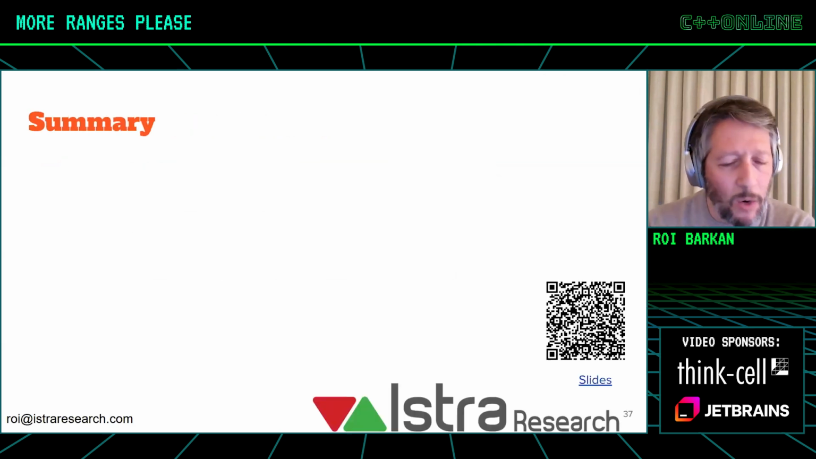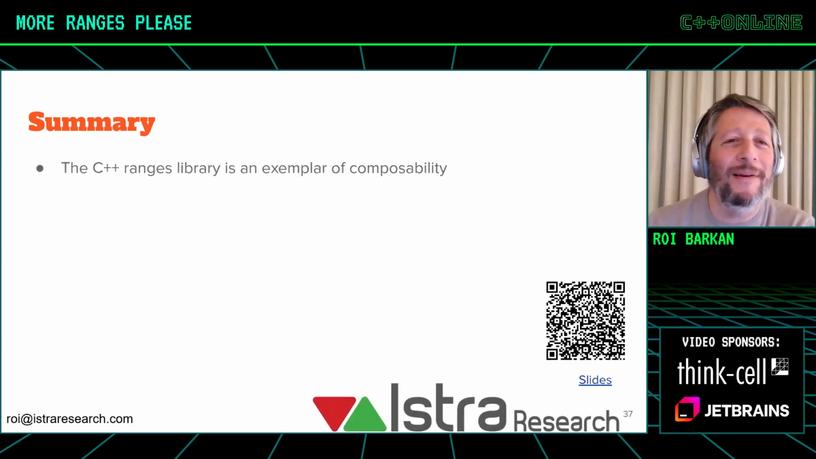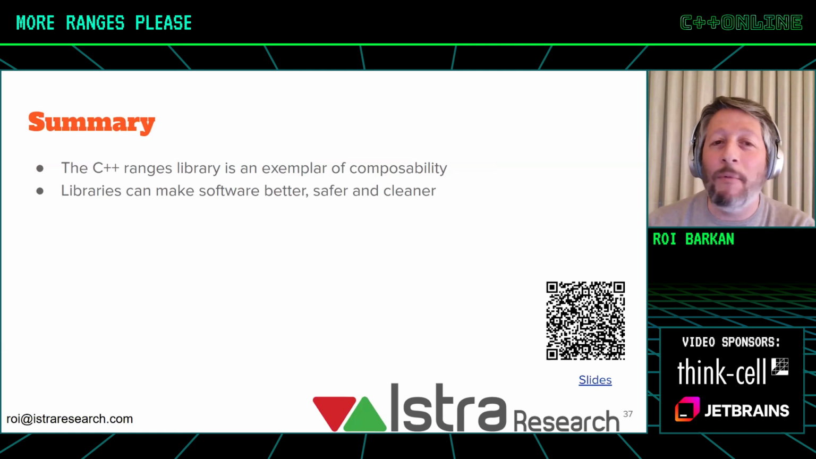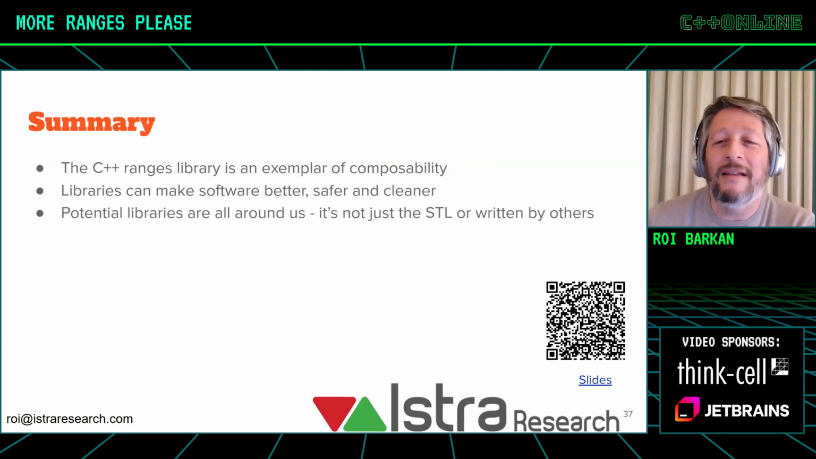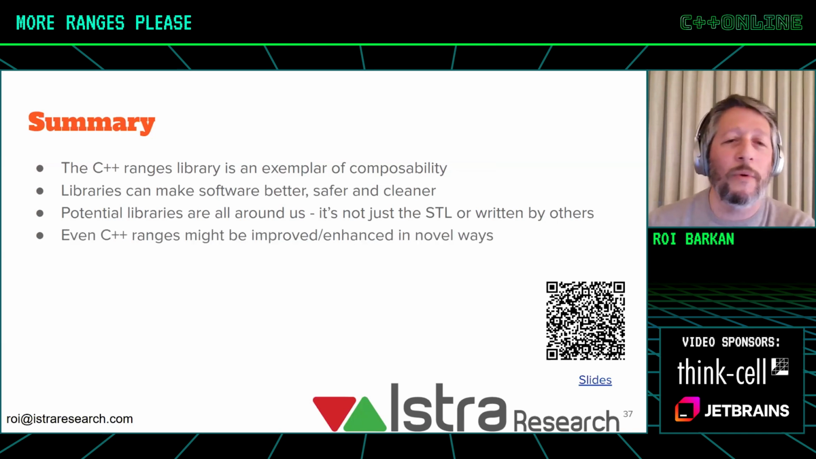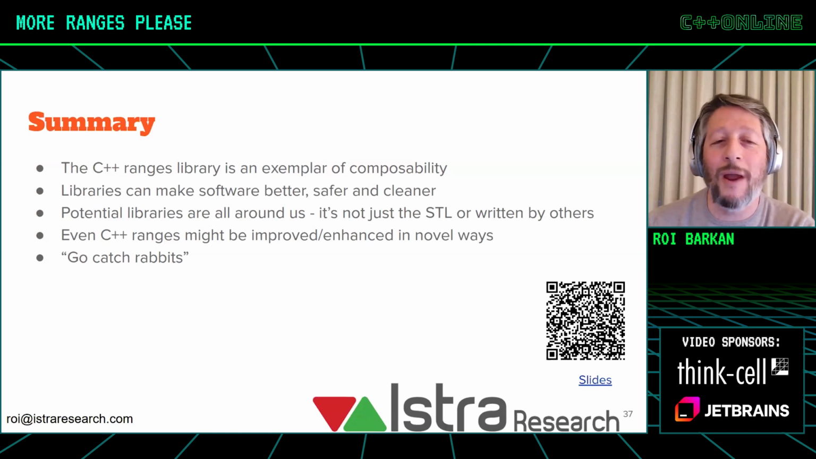So let's sum it all up and say that C++ ranges is an exemplar of composability from my point of view. Libraries in general can make our software better, clearer and cleaner, and potentially it's all around us. We don't have to wait for someone else to give us libraries, and we don't have to look at GitHub. We can also have ideas, write our own libraries, publish them, contribute them, and work with them. Even the C++ ranges library itself can be improved and enhanced. So please, everyone, I hope you had a good time and learned a little bit, and go catch rabbits. Thank you very much.